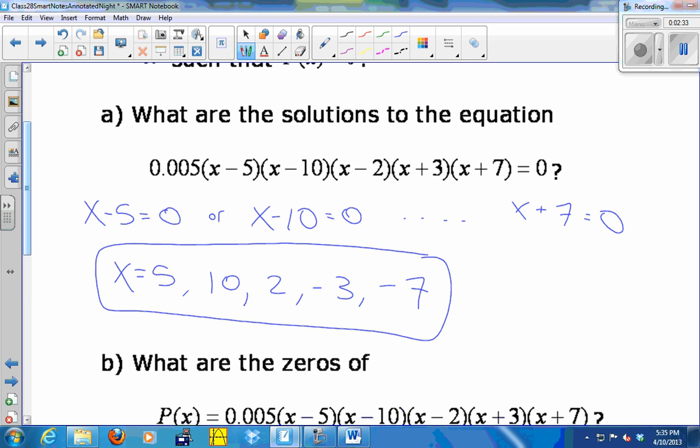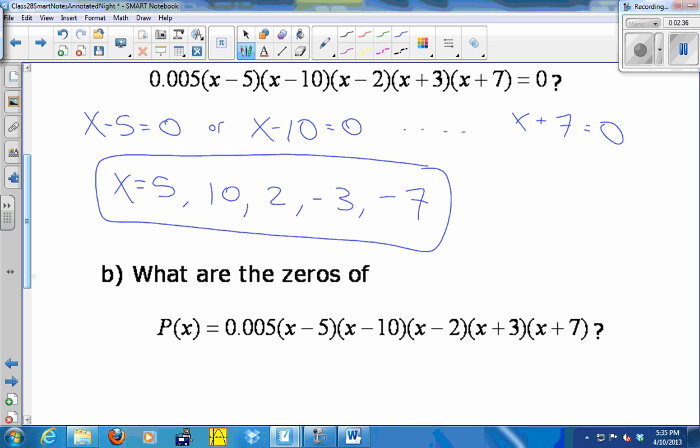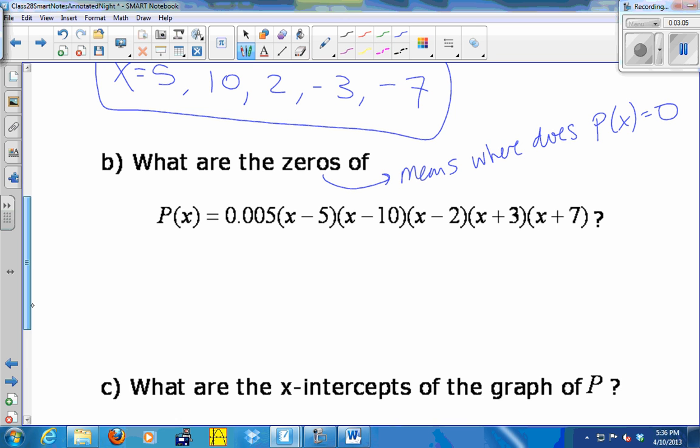Okay, so question B asks, what are the zeros of p of x? That's just a synonymous way of saying, where does that function equal 0? So question B is exactly the same as solving this equation. Okay, so this is a synonym. This means, where does p of x equal 0? To find the zeros, you set it equal to 0. So my solutions are the same. x equals 5, 10, 2, -3, -7.